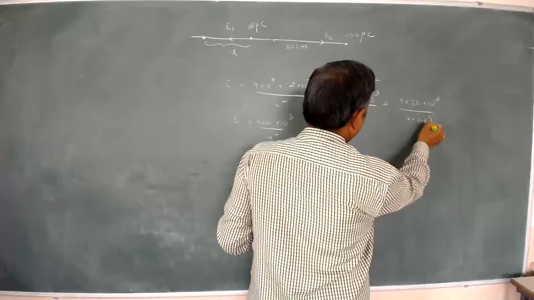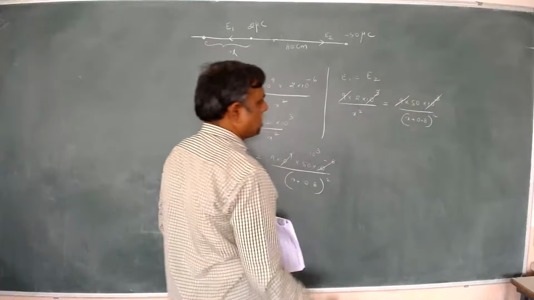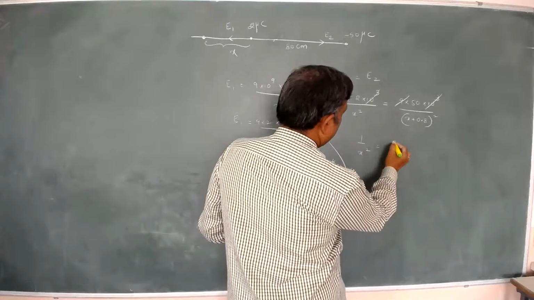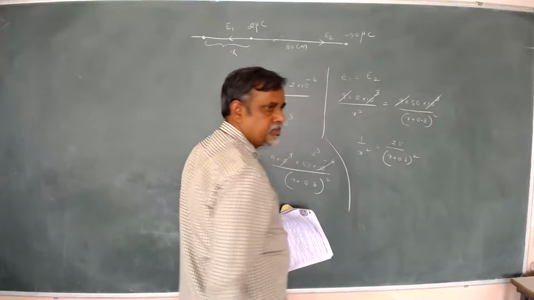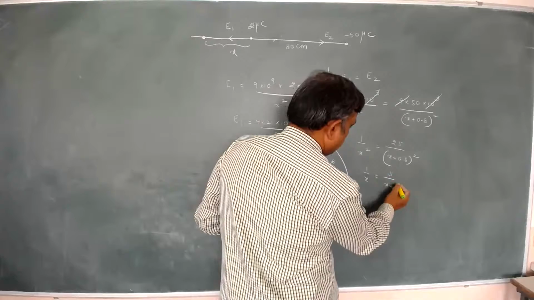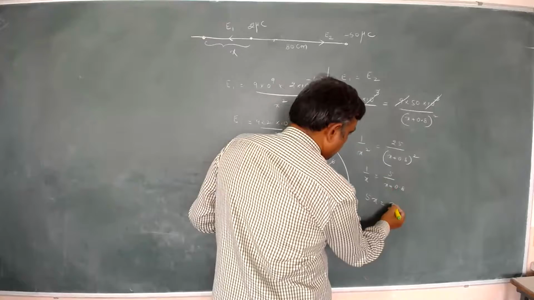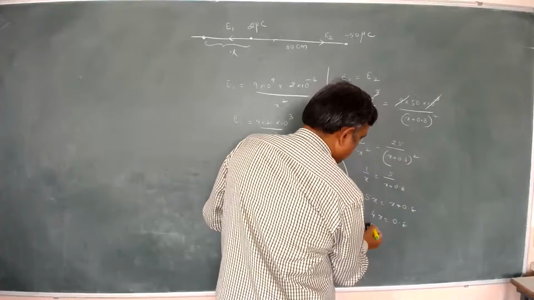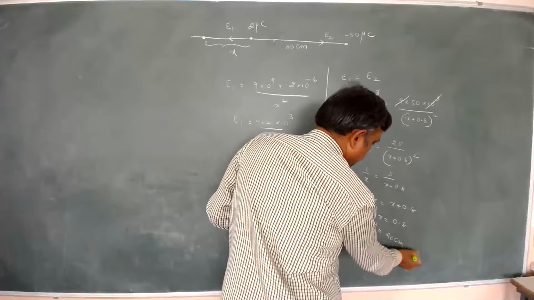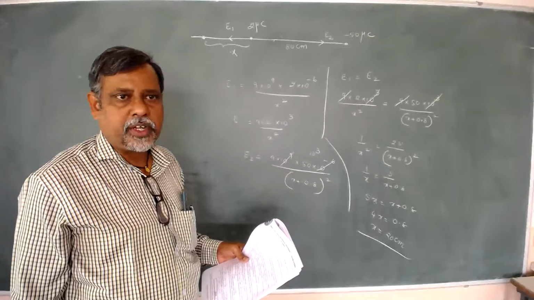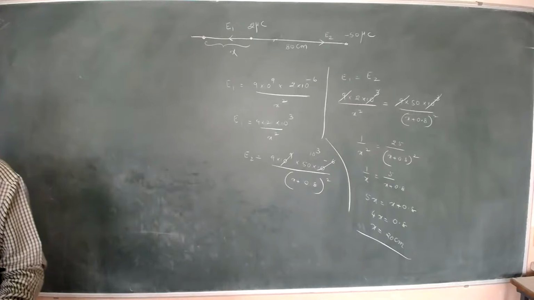So these two things will get cancelled out. So 1 by x squared is equal to 25 by (x plus 0.8) whole square. When you take the square roots on either side, 5 by x plus 0.8. So this becomes 5x equals x plus 0.8, so 4x is equal to 0.8. x is equal to 0.2, which is nothing but 20 centimeters. Like this, okay?